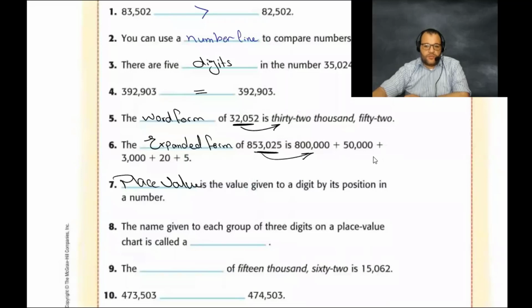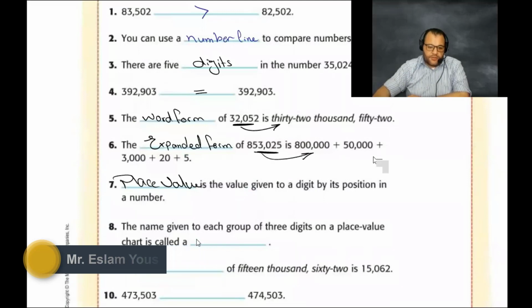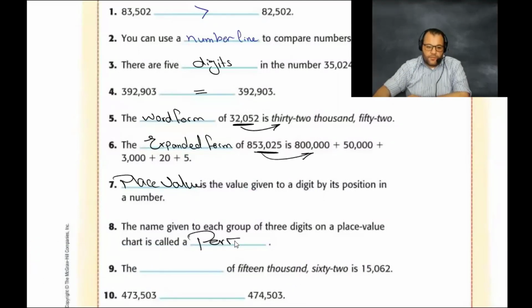Can you solve this question, please? Question number eight. The name given to each group of three digits in a place value chart. For each three digits, we give them a name. So that's called? Period. Yes, that's right. Thanks. So we have the next one.